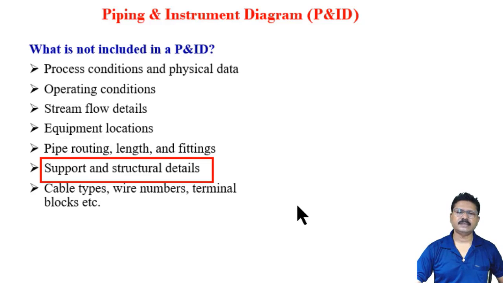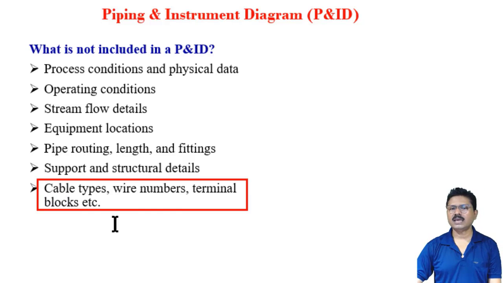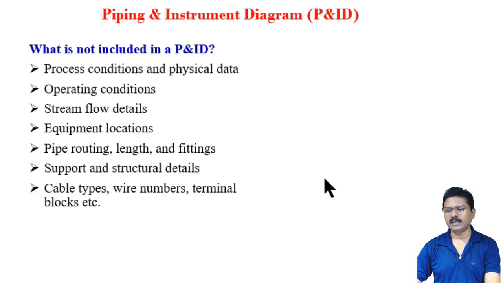Support and structural detail, meaning how an instrument or a control valve is mechanically installed inside the plant, is not indicated in the P&I diagram. A P&ID never shows the types of cable used for connecting the different instruments, wire numbers, or terminal blocks. These are not mentioned in the piping and instrument diagram.